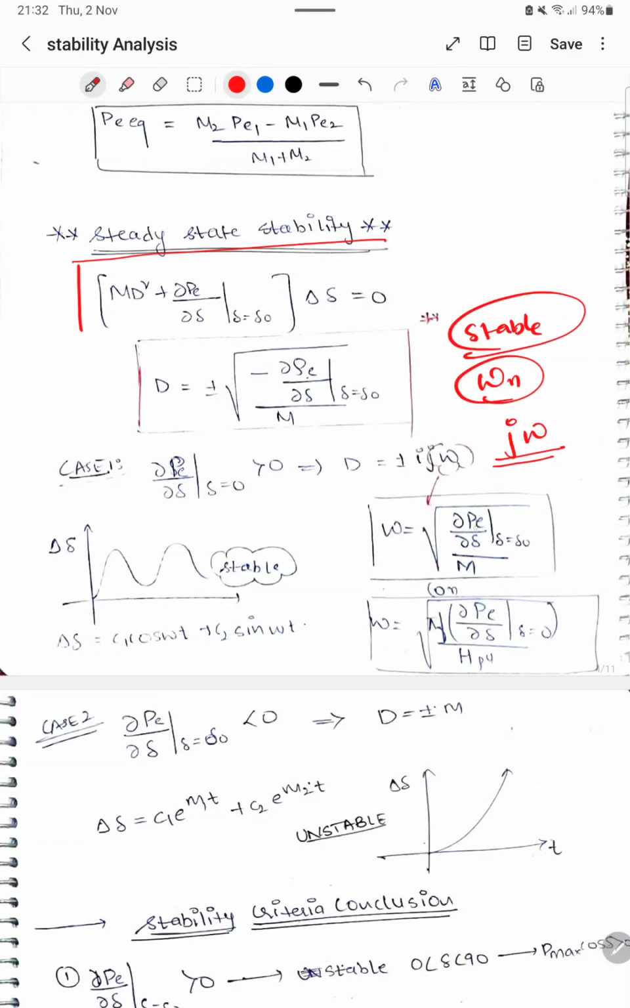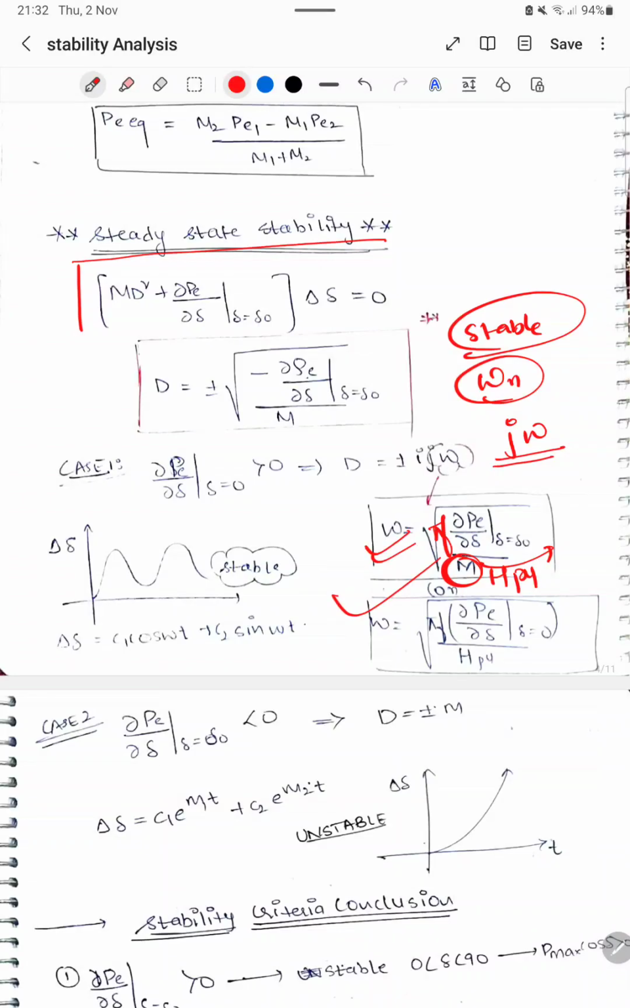What does omega come out to be? It is root of dou P upon dou delta at delta equals to delta naught upon M. That is omega in normal values. If it is given in per unit, then we convert M to per unit, which comes out to be H upon pi f, everything in per unit.